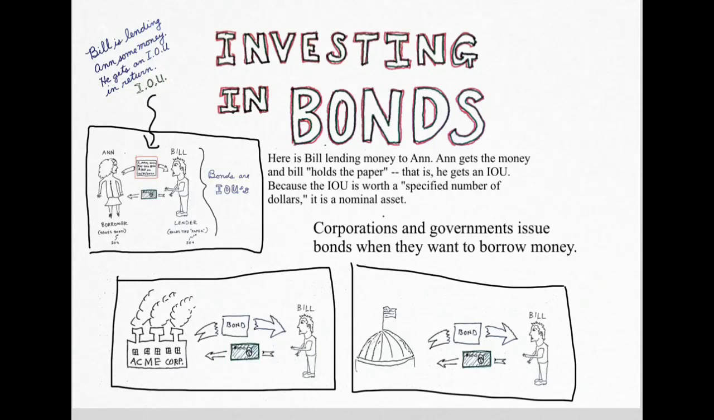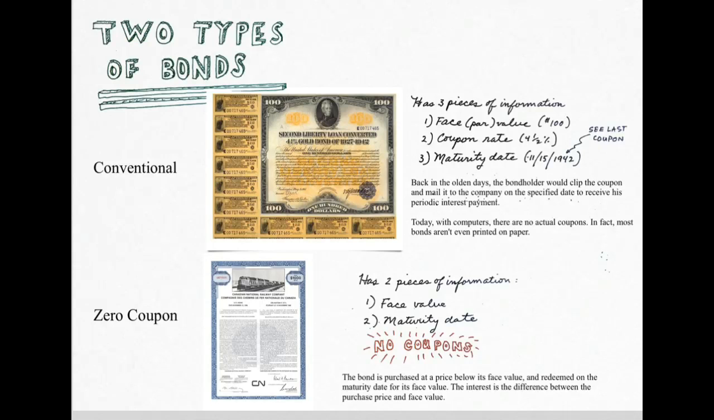Bonds are IOUs. The buyer of the bond is the lender. The issuer of the bond is the borrower. There are two types of bonds, the conventional bond and the zero coupon bond.